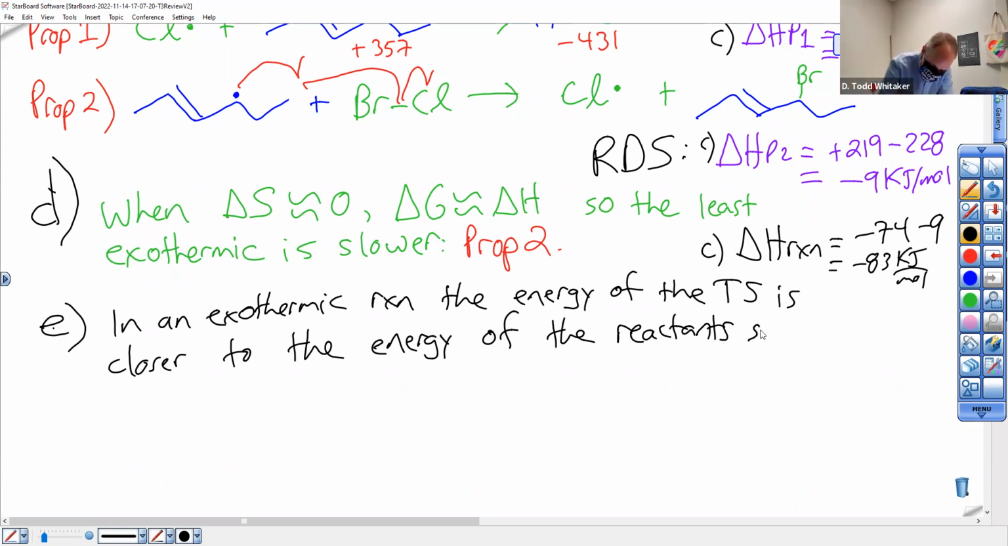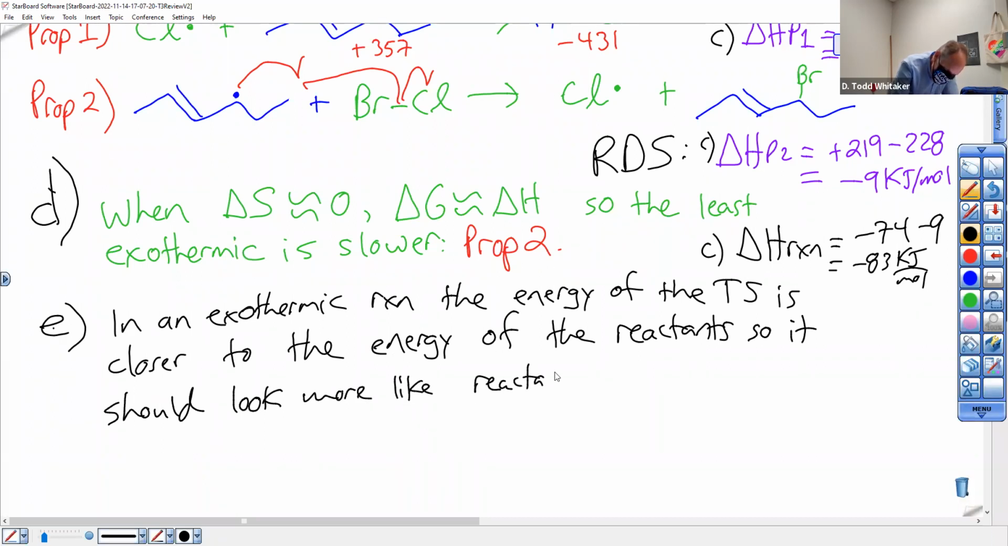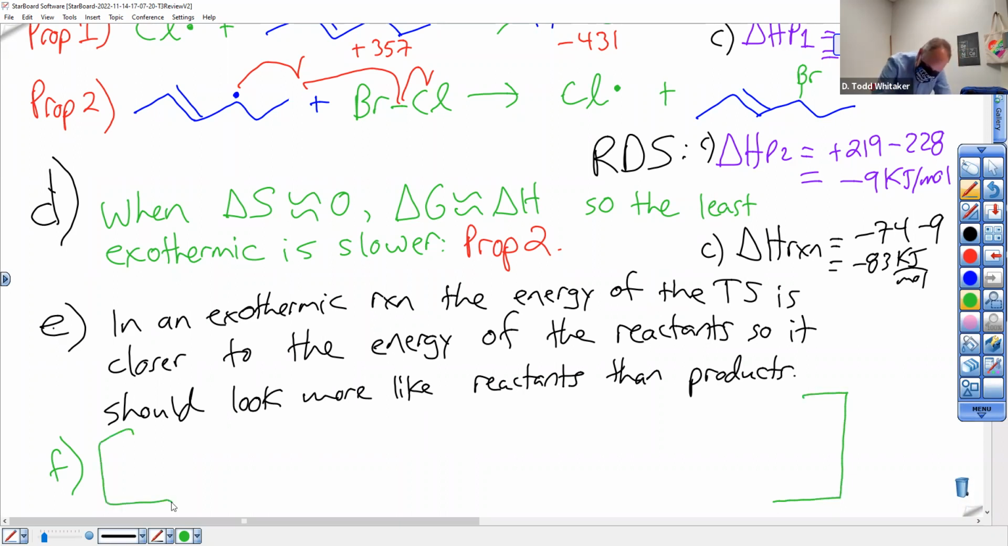So write that down. So it should look more like reactant than product. And we need the symbol for a transition state. Square, square, telephone pole outside.